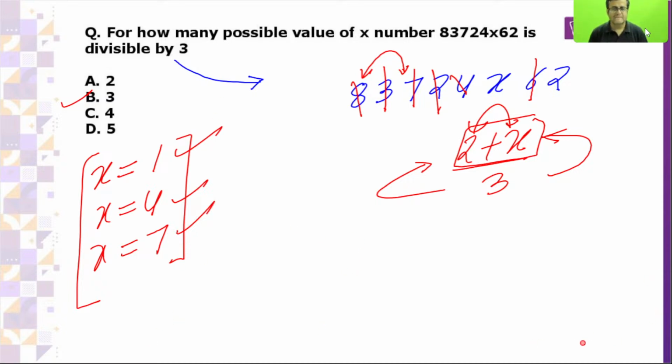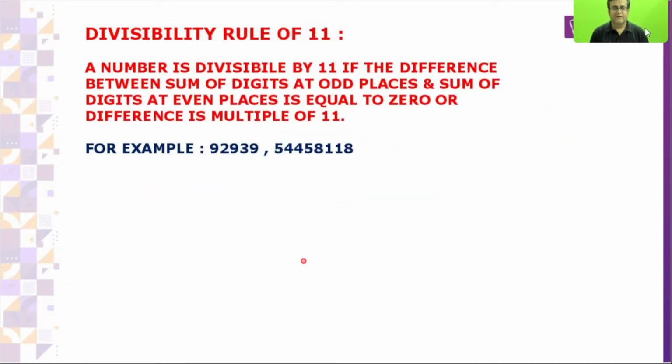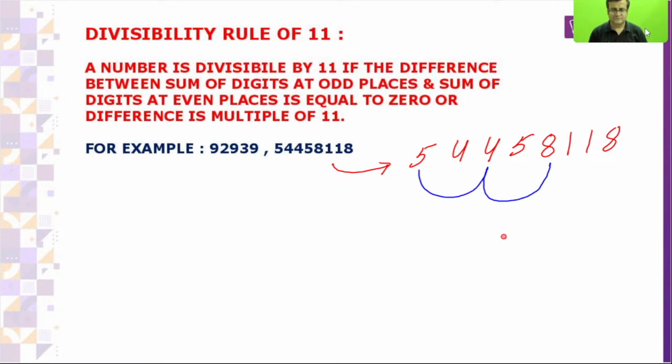Okay, beta. Now come to divisibility of 11. If a number is divisible by 11, how can we check? If the difference between the sum of digits at odd places and the sum of digits at even places is equal to 0, or it's a multiple of 11, then the number is divisible by 11. The example we have taken is 5, 4, 4, 5, 8, 1, 1, 8. I can check 5 plus 4, 9, 9 plus 8, 17, 17 plus 1, 18. Now come to this one: 4 plus 5, 9, 9 plus 1, 10, 10 plus 8, 18.